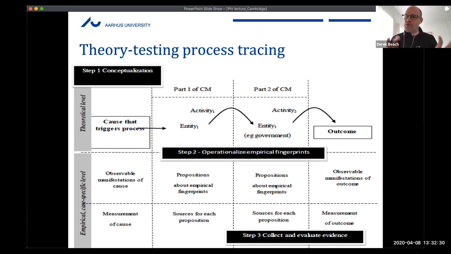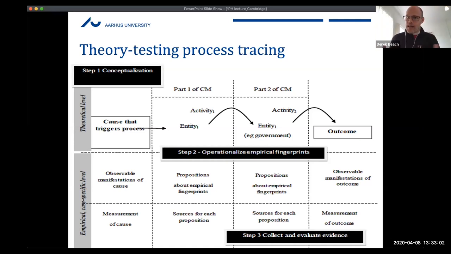So a theory-testing process tracing would basically be where you're able to sit in your office and theorize. Your step one is conceptualization of the cause and the outcome. In policy analysis, we often know the outcome, it's a policy reform, and then we need to identify what the cause is. It could be a crisis. And then we would theoretically try to unpack, how do I get from A to B?